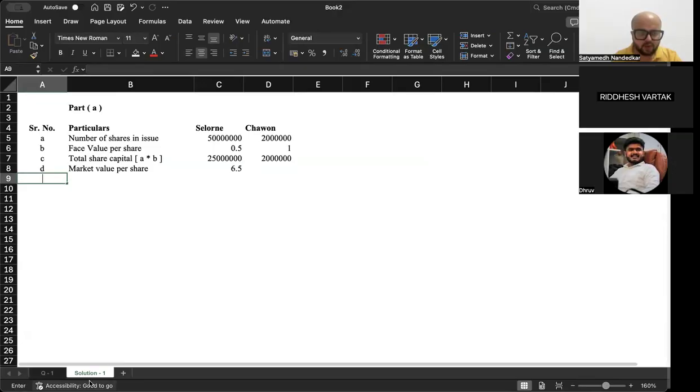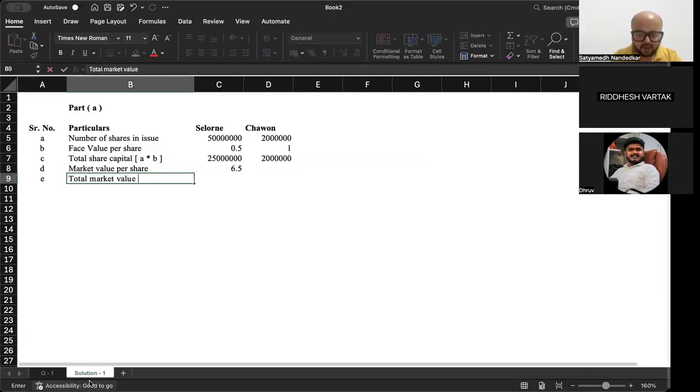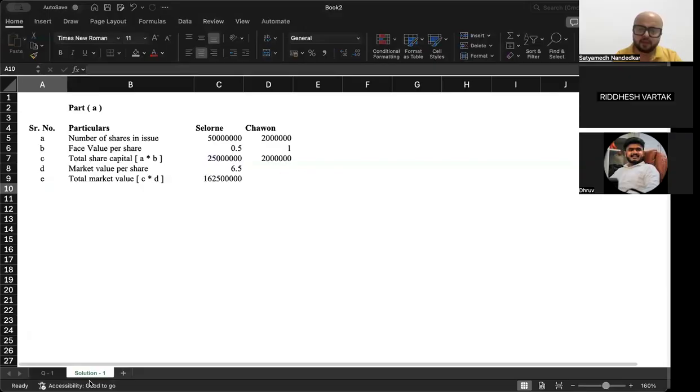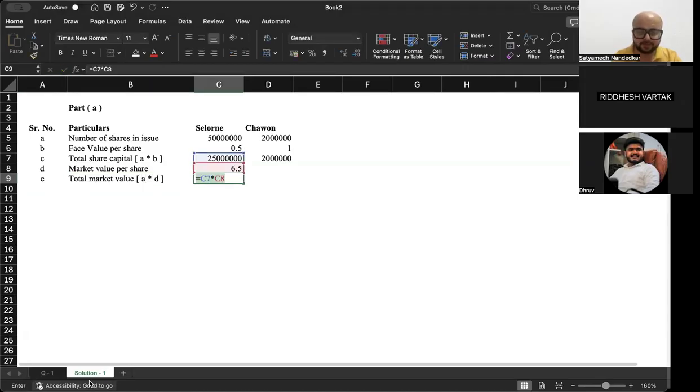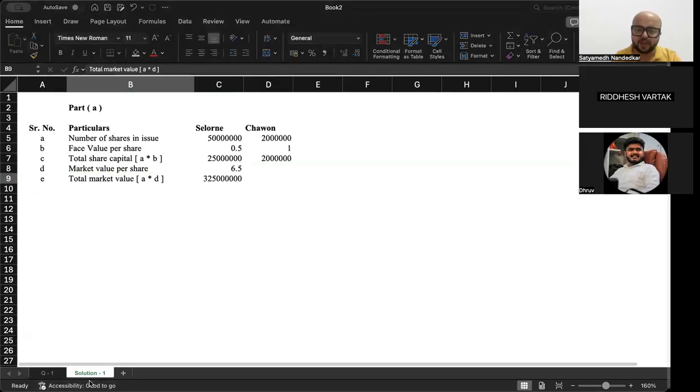Okay. So can we get total market value, C into D? No, but this is total share capital, not C into D. It should be A into D. Number of shares into market value per share. Okay, this is done.